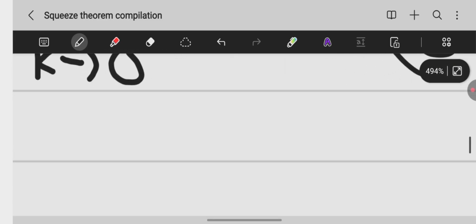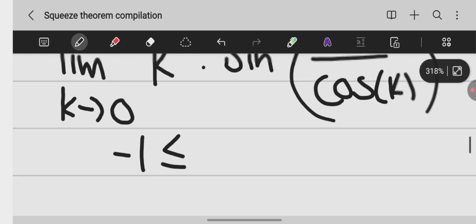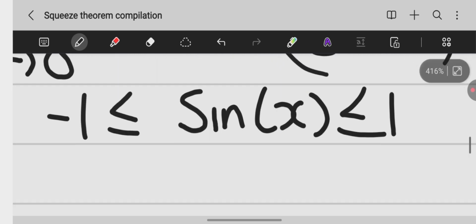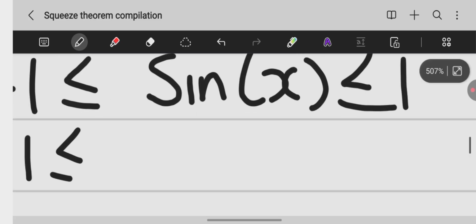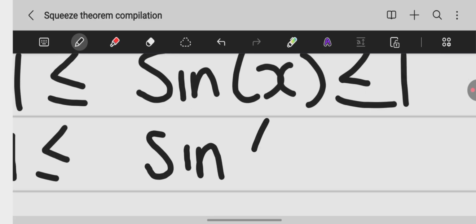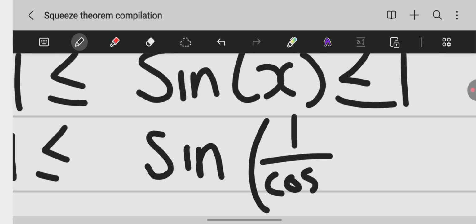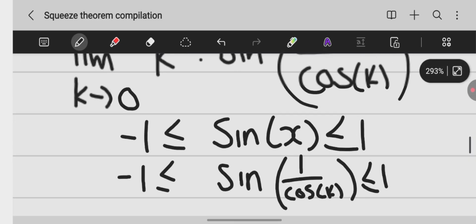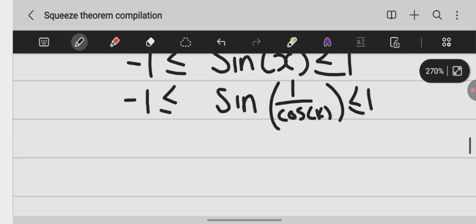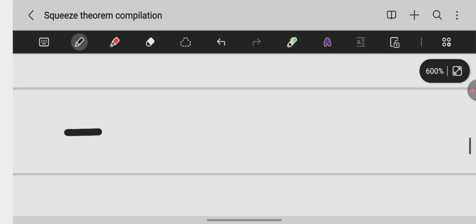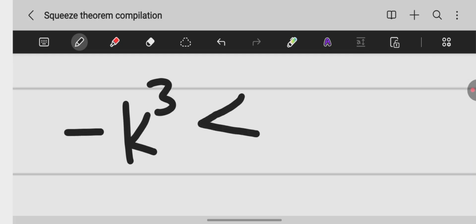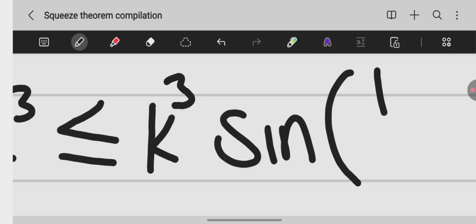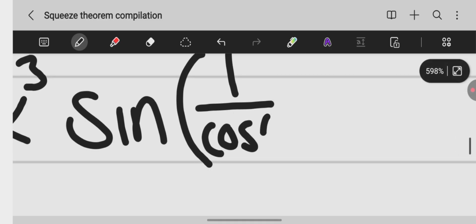So I'm just going to do it here. So negative 1, sine x, 1, right? Now remember, our angle does not change anything. So sine 1 over cosine k wouldn't change anything. And then multiplying everything by the k cubed, you'd have negative k cubed, sine 1 over cosine k, and the k cubed.